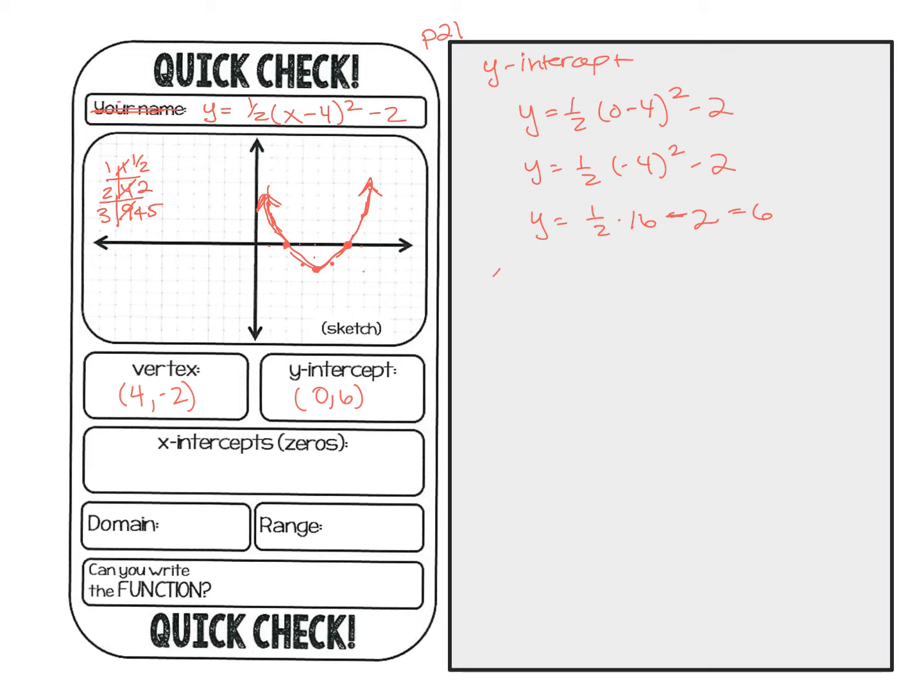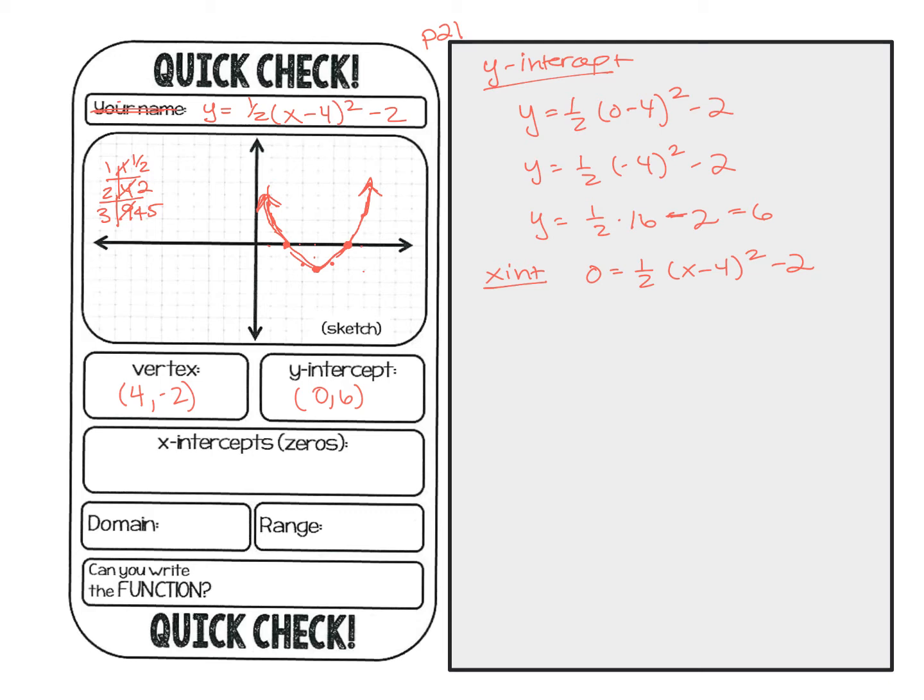Now my x-intercepts, well, x-intercepts occur when my y value is 0. So 0 equals 1/2 (x minus 4) squared minus 2. So generally when we solve, a lot of times we use factoring, or we use quadratic formula, or we use completing the square. But all of those work depending on my problem if it's in standard form. This problem's not in standard form, it's in vertex form. And a handy dandy way to solve vertex form equations is by taking the square root of both sides.